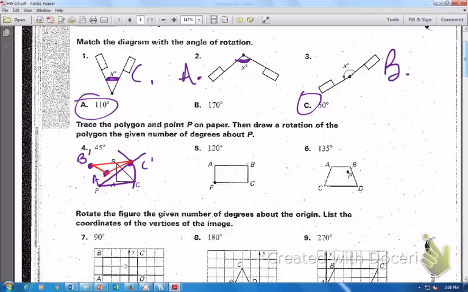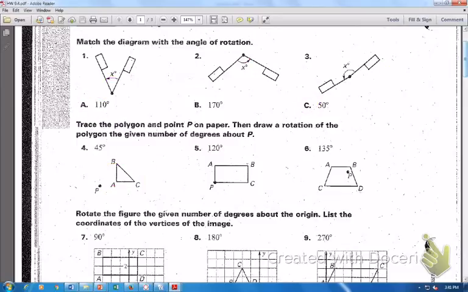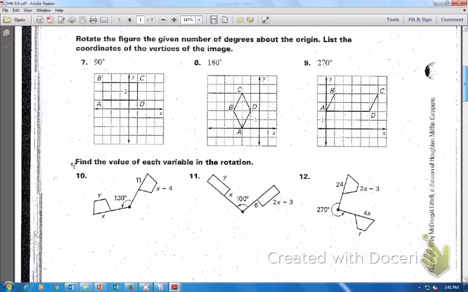Feel free to share with your neighbor and see if your neighbor has anything that you haven't done, to make sure you can do that before the quiz. Okay? Now, for the rest of this, rotate the figure the given number of degrees about the origin. List the coordinates of the vertices of the image. So if we're going to rotate 90 degrees, then we need to grab the coordinates, flip-flop the x and y, and change the sign on x.